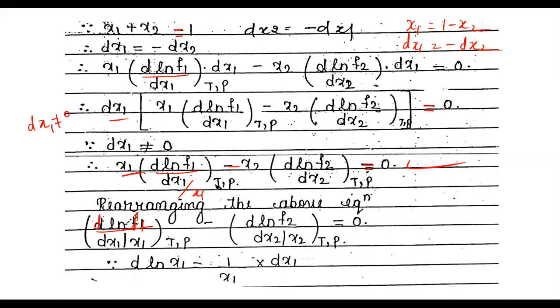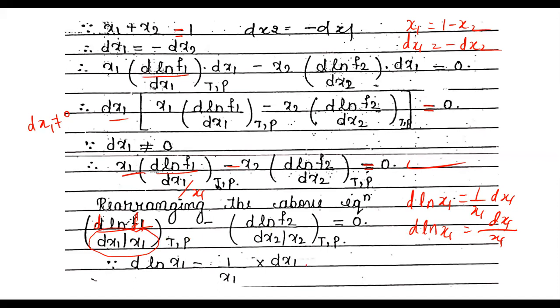Now, what is the derivative of ln x1? The derivative of ln x1 is 1 upon x1 into the derivative of x1, which is dx1, so it is dx1 upon x1. So the derivative of ln x1 is equal to dx1 upon x1. You can see in this equation, dx1 upon x1, so we can write here the derivative of ln x1.